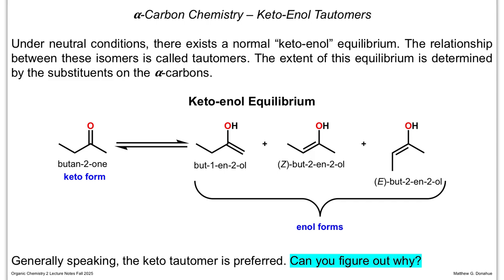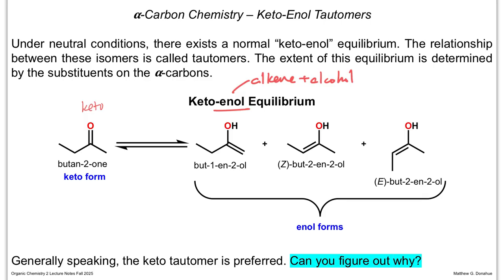So say we're under acidic conditions or neutral conditions. I said the reactive intermediate was called an enol, so that's an alkene plus alcohol. The starting material, regardless, is referred to as a keto form.